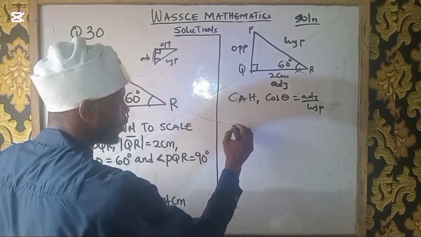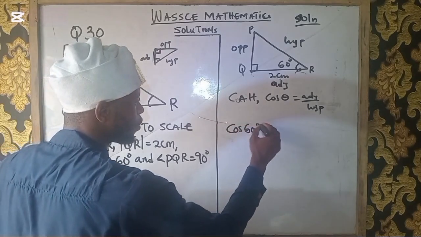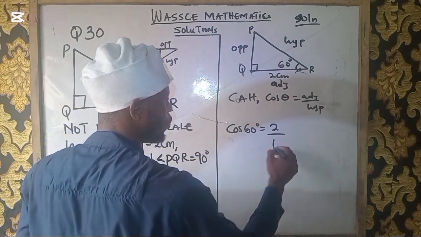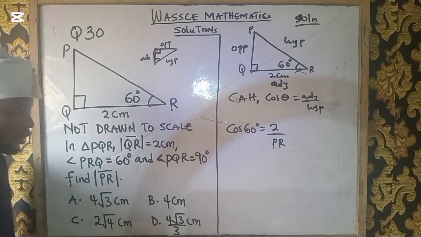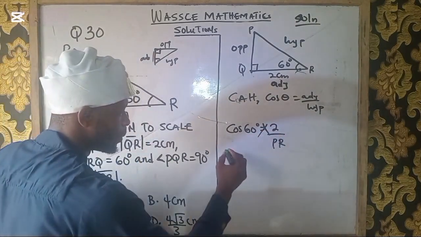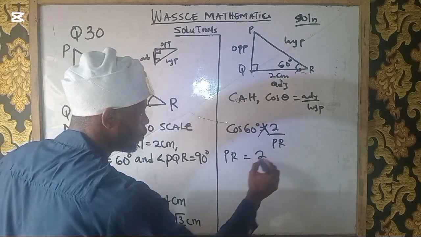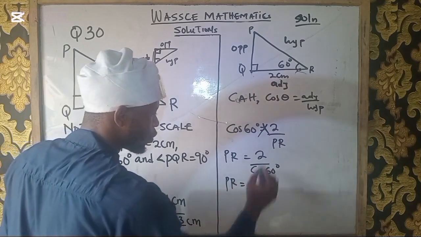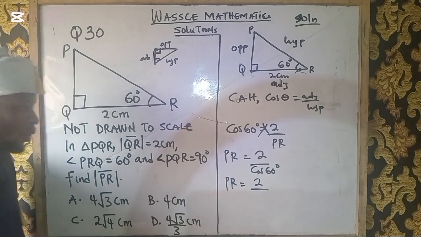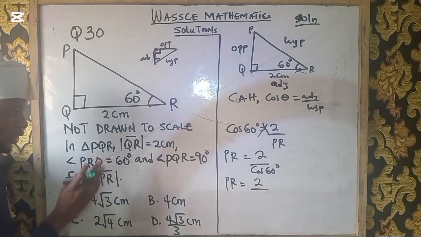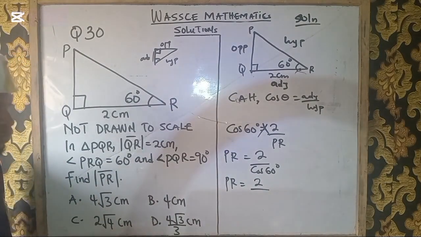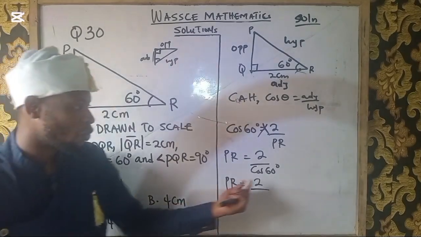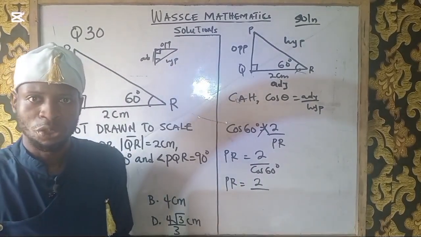Let's replace our values. We have cos 60 degrees equals adjacent, which is 2 centimeters, over hypotenuse, which is side PR we are looking for. You understand that? So let us cross multiply, which means that PR will be equal to 2 divided by cos 60. Let me go direct. PR will be equal to 2 over, but be careful. We are told to leave our answer in surd form, as you can see in the options. So if you are not using a calculator in your exam, you should know the value of cos 60 as a special angle. You should know it offhand, okay?